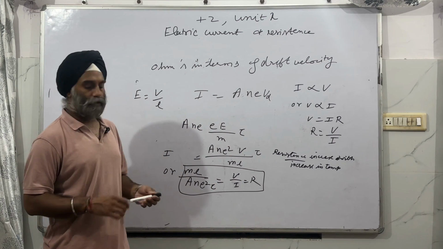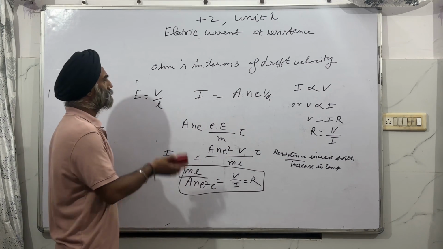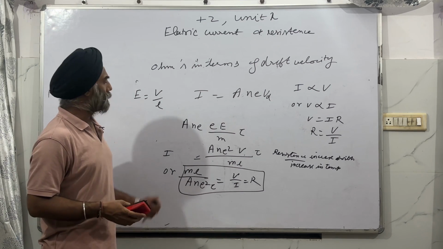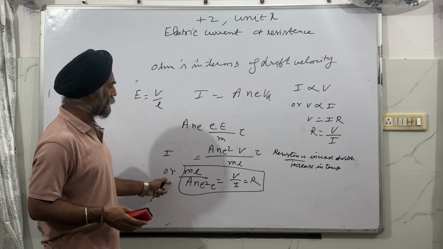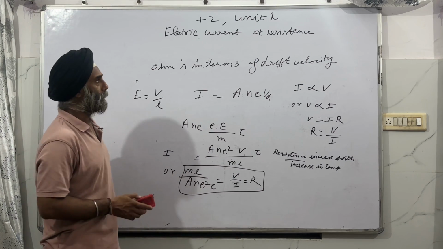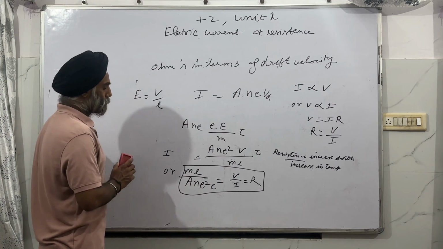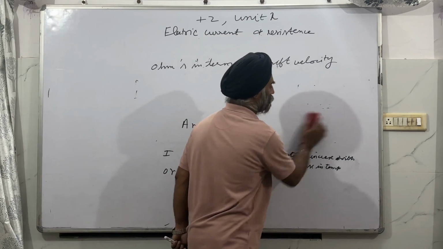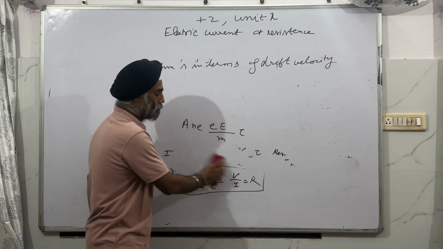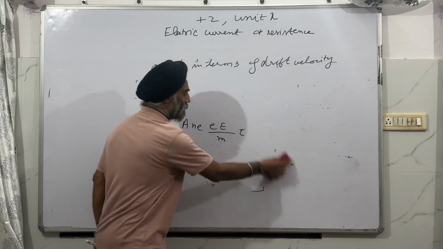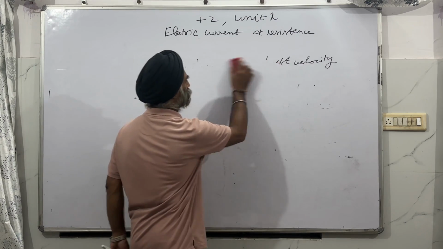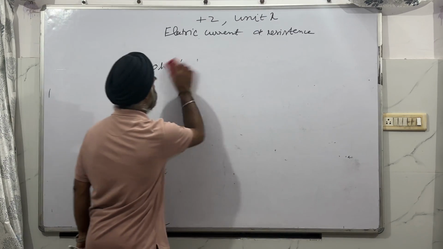This much is derived. Now the factors upon which the resistance of the wire depends. What have we done? The relationship between the current and drift velocity, and from Ohm's law we got the value of R as ml by ne square tau. Next we are doing the factors upon which the resistance of the wire depends. With the help of this we also find out the resistivity.